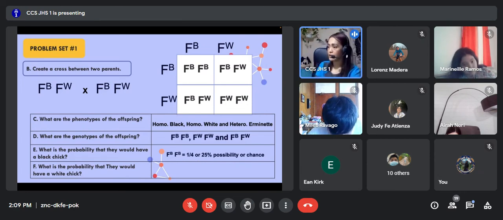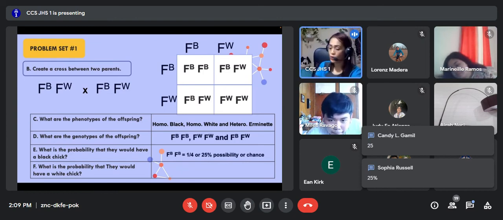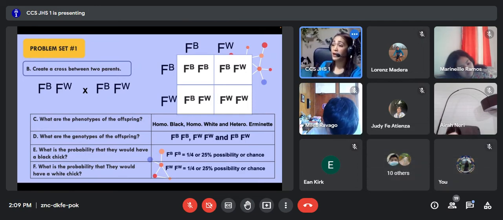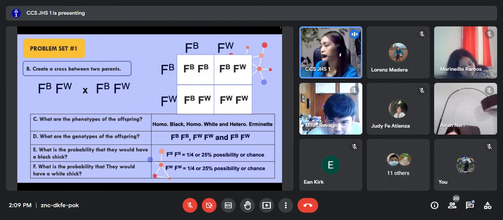What about white? 25%. Okay, it's also 25%. Now, in this set of parents, which of the possibilities has the higher chance or probability: black, white, or the erminate? Erminate. Okay.